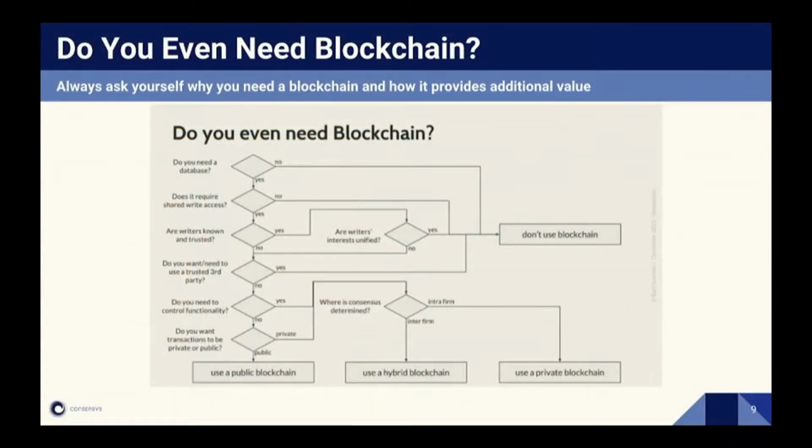I like to give this diagram to people that are exploring the blockchain and think that they have an idea that's really good for the blockchain. So I ask this question, do you even need a blockchain? And I have them run through this exercise of putting their idea through this flowchart to make sure that they actually need a blockchain and the blockchain can actually help them achieve their goals. And if it fails this test, it'll probably point you to don't use a blockchain.